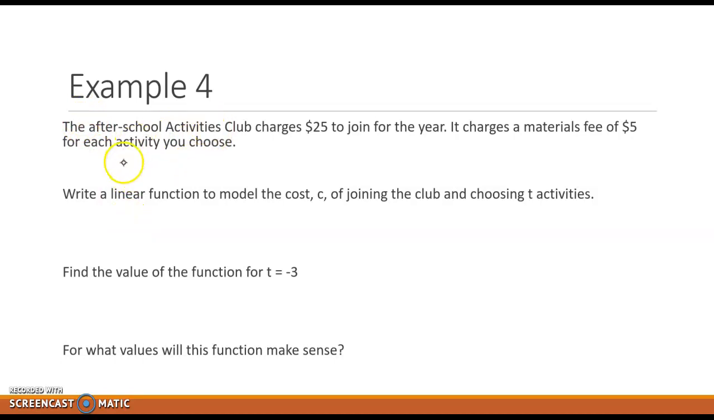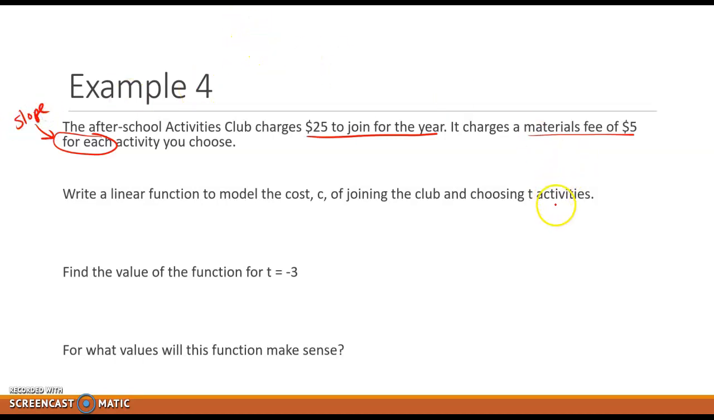The After School Activities Club charges $25 to join for the year, and it charges a materials fee of $5 for each activity you choose. So this is a one-time fee for the year, and then we have a materials fee, and this is our keyword for slope: for each. So this is our slope keyword.